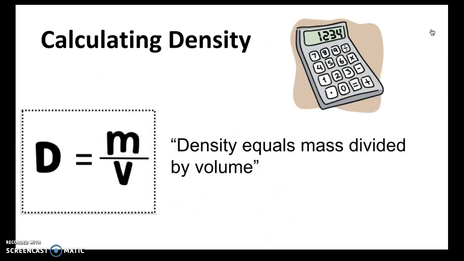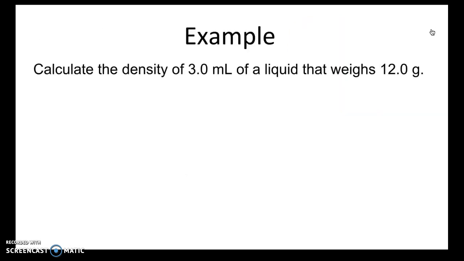Okay, so now that we talked about what density is, how do we calculate it? Density is calculated through this very simple equation. D equals m over v, which is density is equal to mass divided by the volume. We're going to look at an example where we can apply this calculation. So in this example, it says calculate the density of 3.0 milliliters of a liquid that weighs 12 grams.